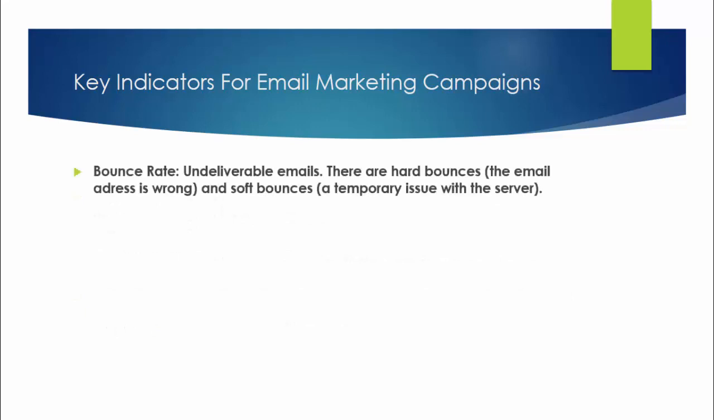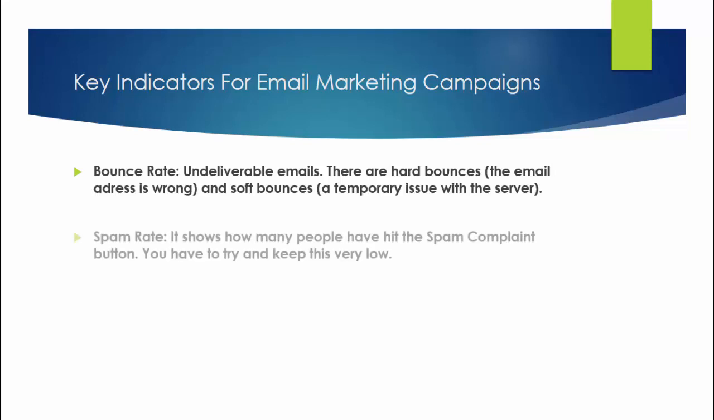Then we have the bounce rate, okay? Basically, the bounce rate is the rate of undeliverable emails, okay? There are hard bounces, where the email address is wrong, basically someone has ended up in your email list with a wrong address, maybe a misspelling or something like that. And there are soft bounces, which are a temporary issue most of the time with the server, okay? So that won't happen again if there are soft bounces.